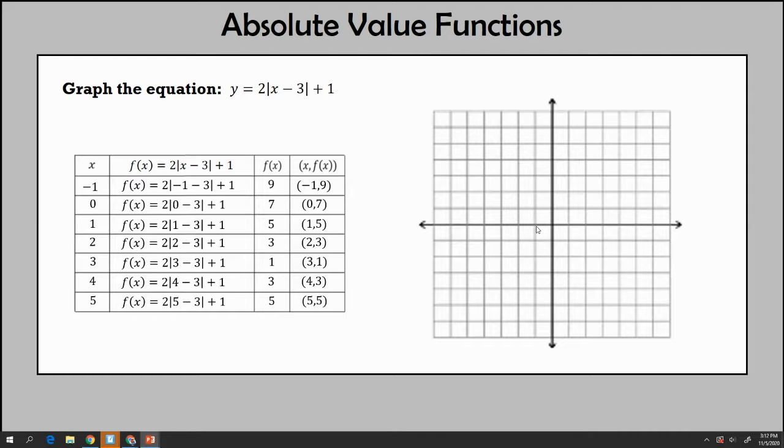Okay. And then we make the graph. So we plot our ordered pairs. -1, 9 is way up here. 0, 7. 1, 5, 2, 3, 3, 1, 4, 3, 5, 5, and there it is. There's our graph. Now you may say, well, how did you know to start at -1?